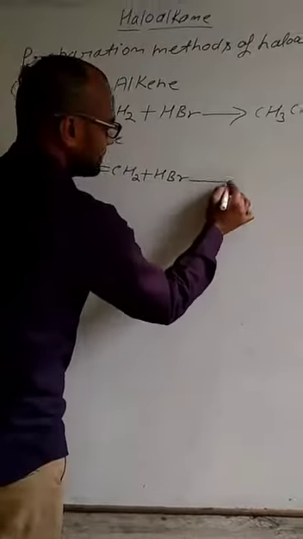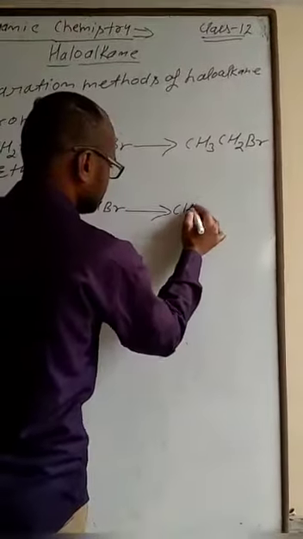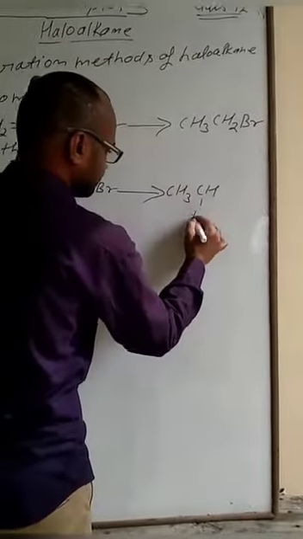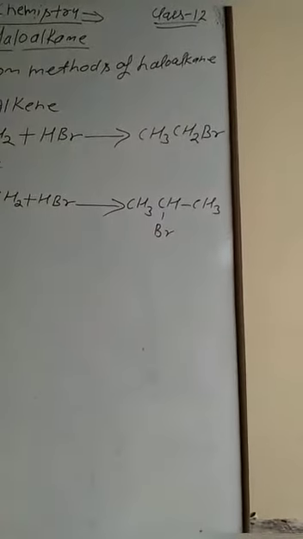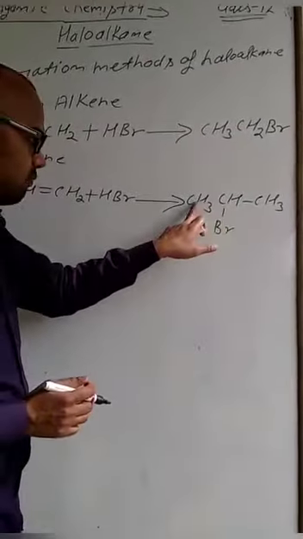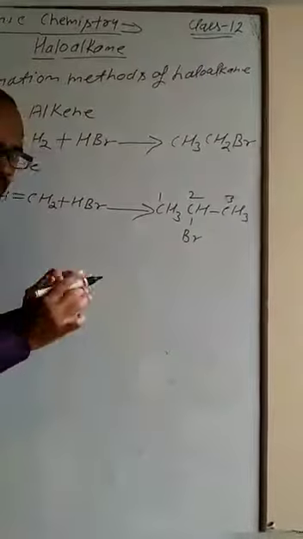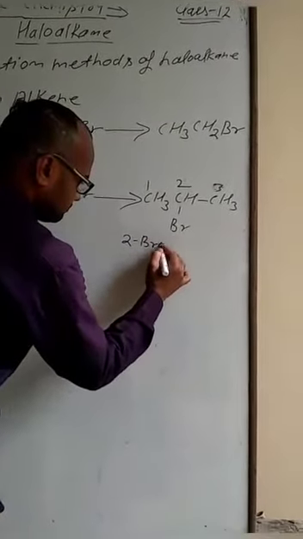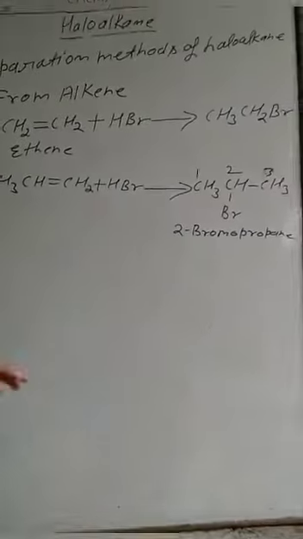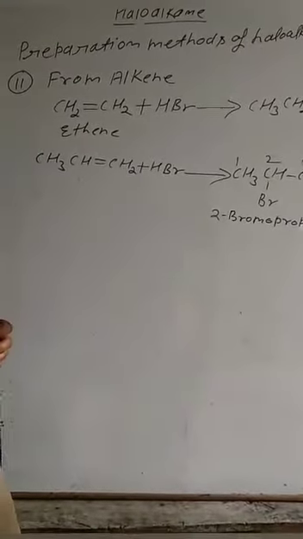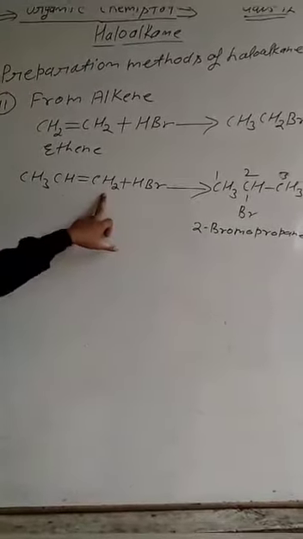When an unsymmetrical hydrocarbon reacts with hydrogen halide, it gives, as on the blackboard, 2-bromopropane, numbering 1, 2, 3. 2-bromopropane is the IUPAC name. You might think the bromine attaches in this position, but that is wrong.